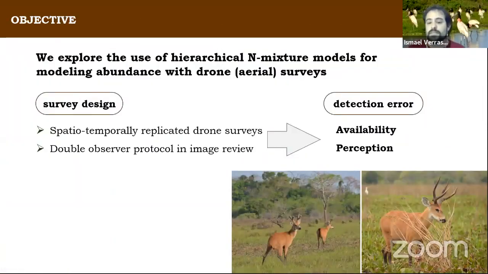So the accessibility of drones as a tool for ecologists and their versatility permit us to explore novel approaches for designing and analyzing aerial surveys. So here we try to explore the use of hierarchical and mixture models for modeling abundance with drone surveys. For this, we apply a survey design with spatially and temporally replicated drone surveys and a double observer protocol in image review, for addressing the two common detection errors in aerial surveys: availability and perception.